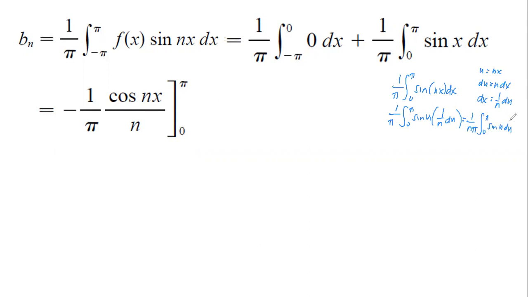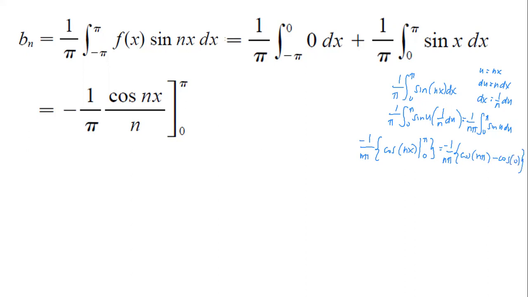So again, the integral of sine u is negative cosine u. So this gives us negative 1 over n pi, okay? Then times cosine u. So our u is nx, evaluated from 0 to pi. So upper limit minus the lower limit. This will give us what? Cosine n pi and cosine 0, no?